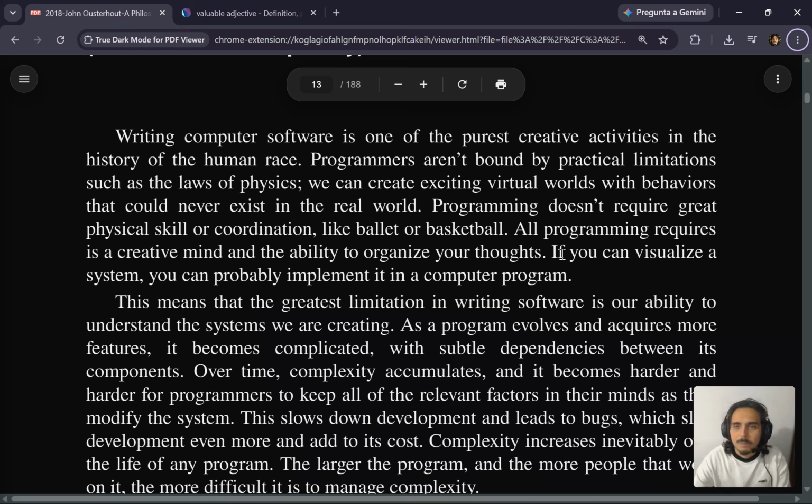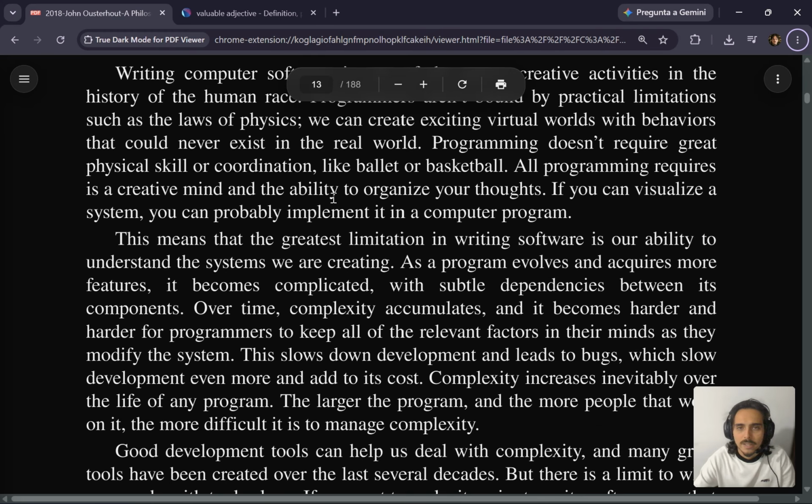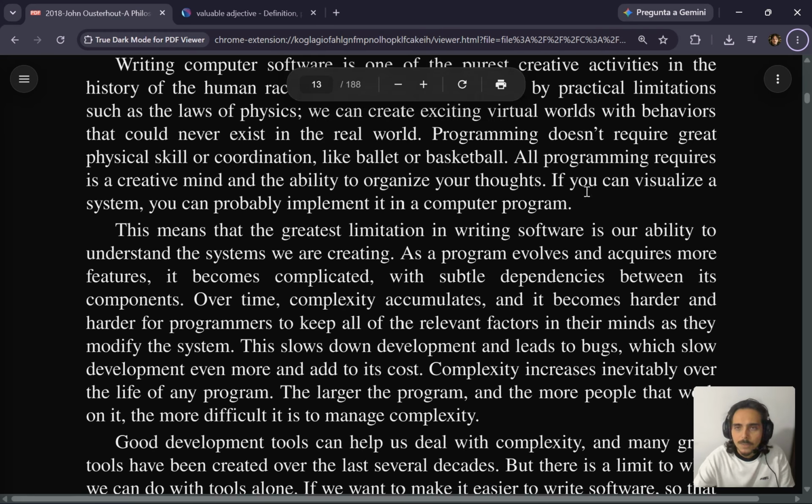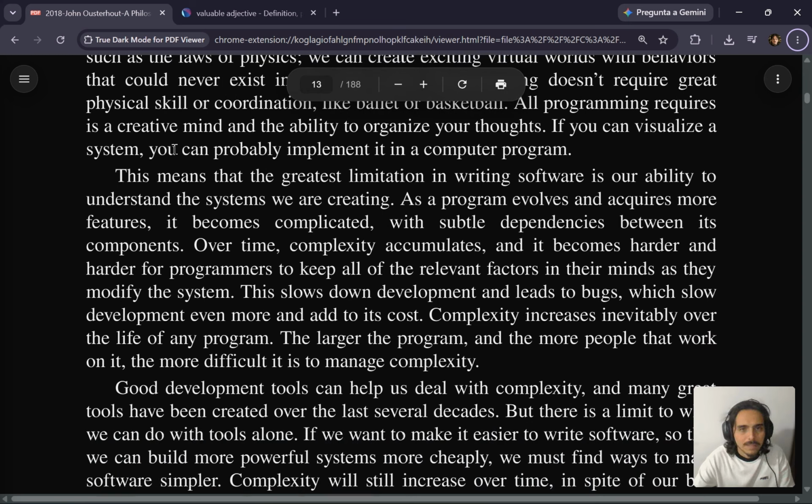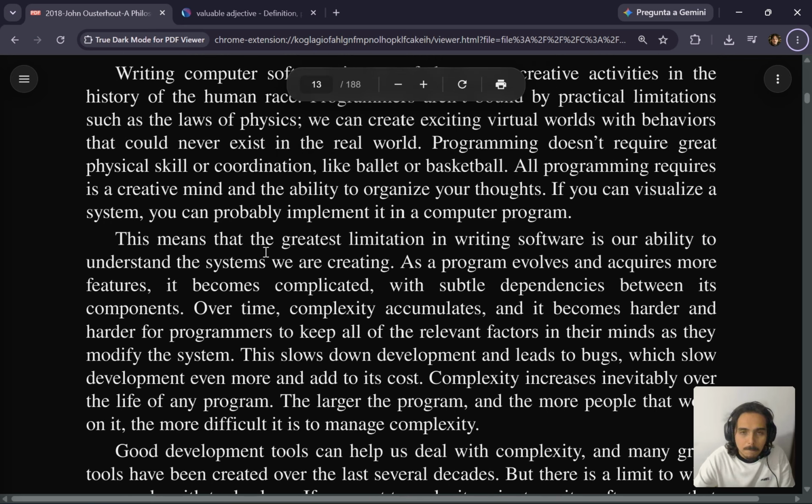Programmers aren't bound by practical limitations such as the laws of physics. We can create exciting virtual worlds with behaviors that could never exist in the real world. Programming doesn't require great physical skill or coordination like ballet or basketball. All programming requires is a creative mind and the ability to organize your thoughts. If you can visualize a system, you can probably implement it in a computer program. This means that the greatest limitation in writing software is our ability to understand the systems we are creating.